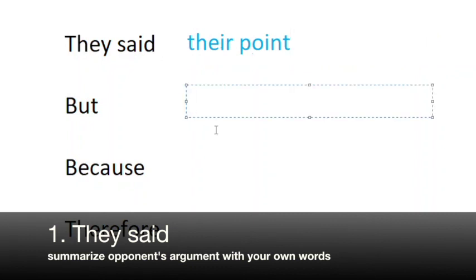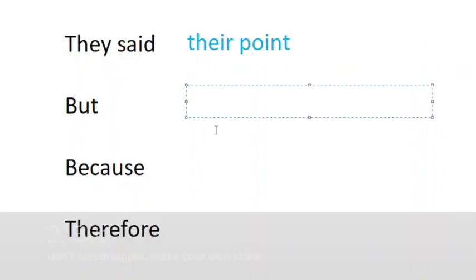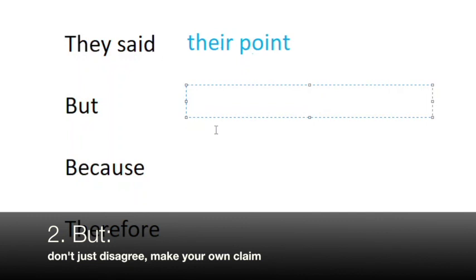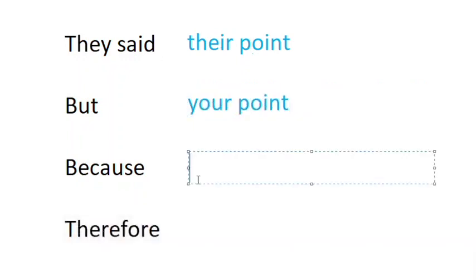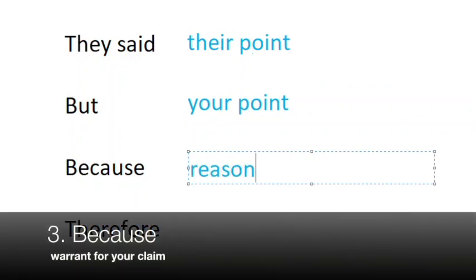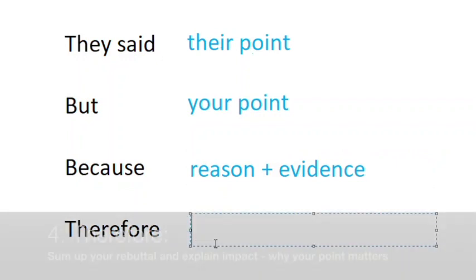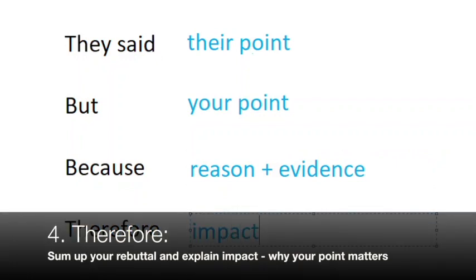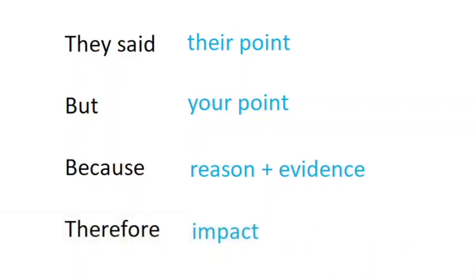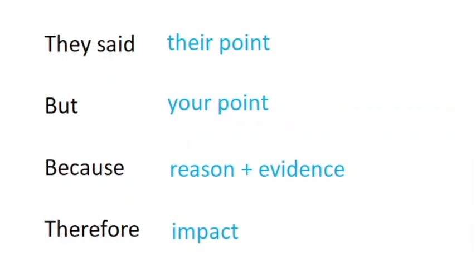But here you're claiming your own stance. So if what they said isn't true, what should be true? This will be your point. And "because" is the reason supported with evidence. And at last, "therefore" will be the impact of this rebuttal speech. What does it mean if what they said is no longer valid, and what does it mean if now what you said is more valid?